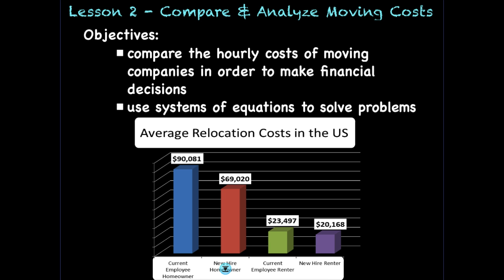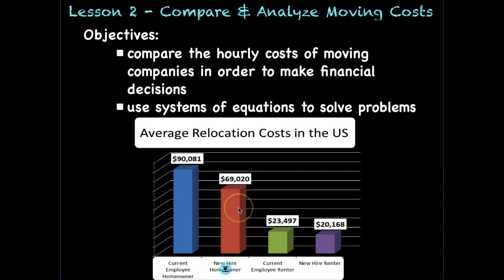Here is a chart that shows you the average relocation costs in the United States. If you notice, if you're a homeowner and you're relocating, it will cost about $90,000 to move the contents of your home to a new location. And perhaps the reason that this is higher than if you're a new hire is because if you're a current employee, oftentimes your company will pick up most of this tab. So you let your movers pack your stuff, load it onto the truck, drive it to your new home, unload it, and unpack it. So you are bearing the full brunt of what they cost.